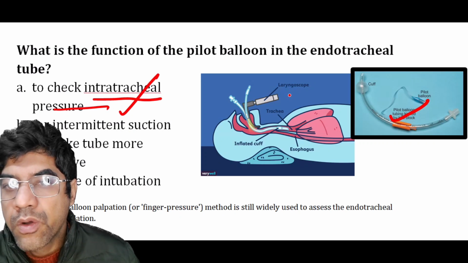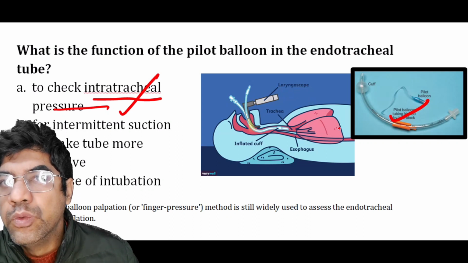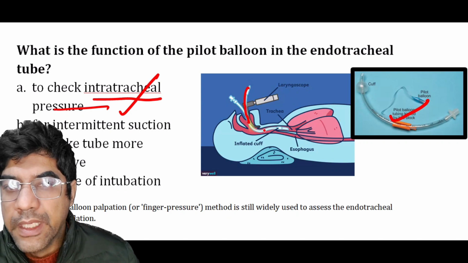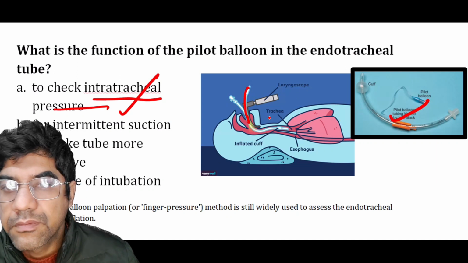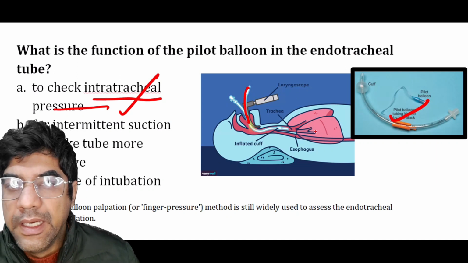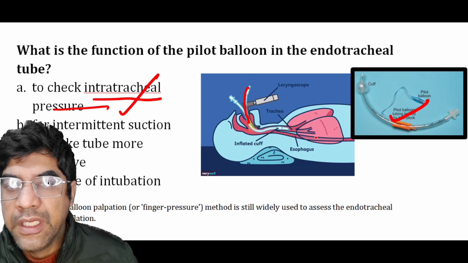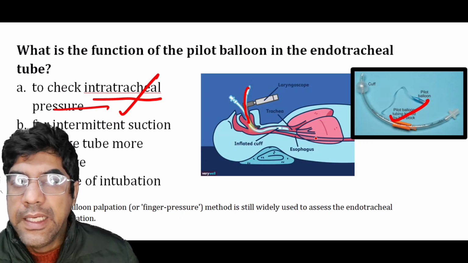Now, we know the endotracheal tube is a flexible plastic tube that is inserted through the mouth or nose into the trachea. That is commonly referred to as intubation. It is a device that is used during surgery and in emergencies for mechanical ventilation in critically ill patients.